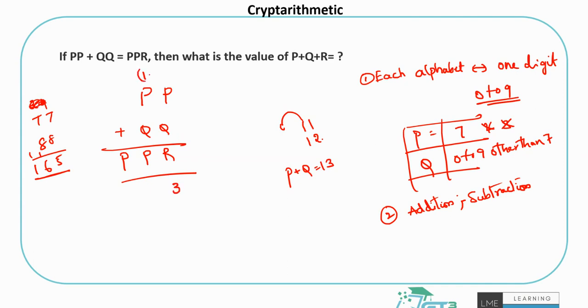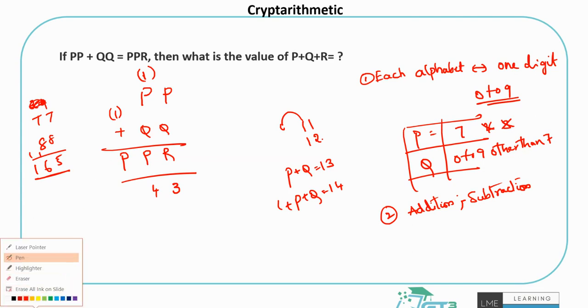So R will be 3, and there will be one which is carried forward. So 1 plus P plus Q will definitely be 14, because P plus Q is 13. So that means I will get 4 here, and then 1 is carried forward. That's why P plus Q is coming to be two different values in these two cases. But again, that's not satisfying this condition for the values I took, because now I am getting 1 again here, and P is 4 here and P is 1 there, so it's a contradiction.